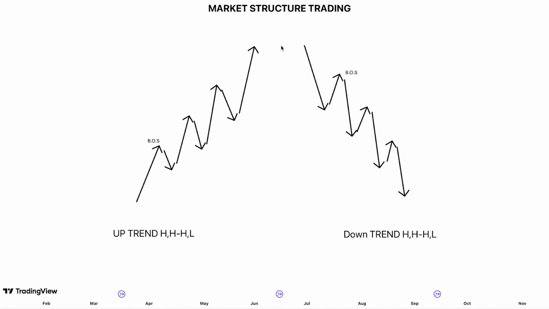So in an uptrend, we all know that the uptrend consists of higher highs and higher lows, continuously. That helps us identify that the market is in a bullish trend. And then in a downtrend, the market consists of lower highs and lower lows, and that helps us identify that the market is in a downtrend or bearish.